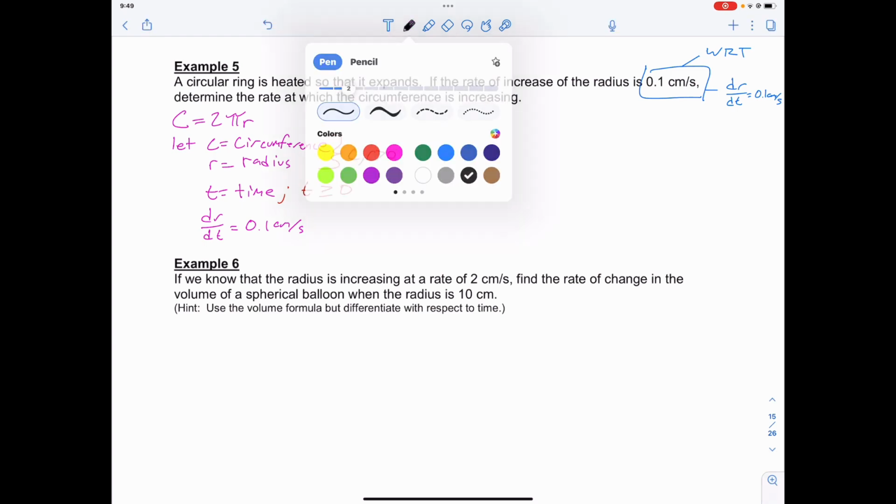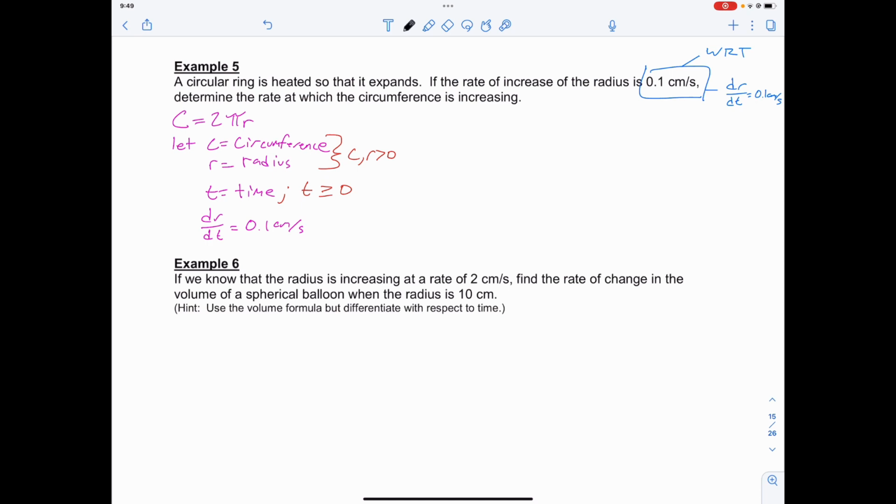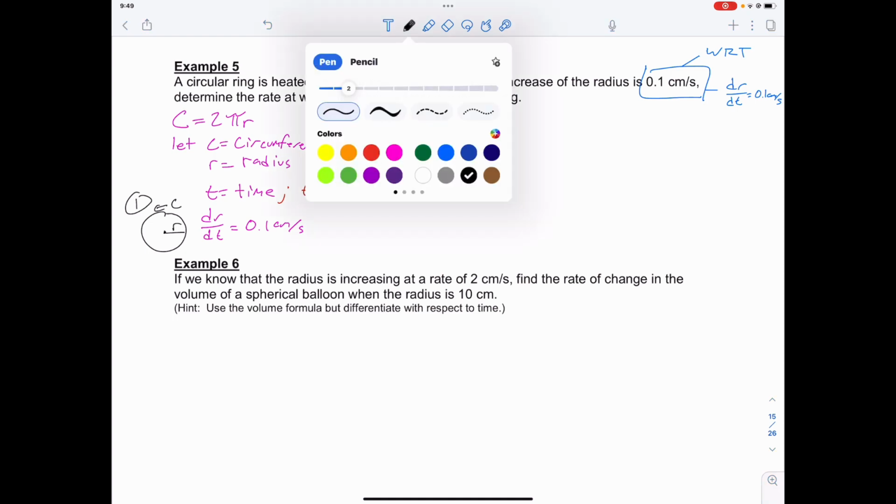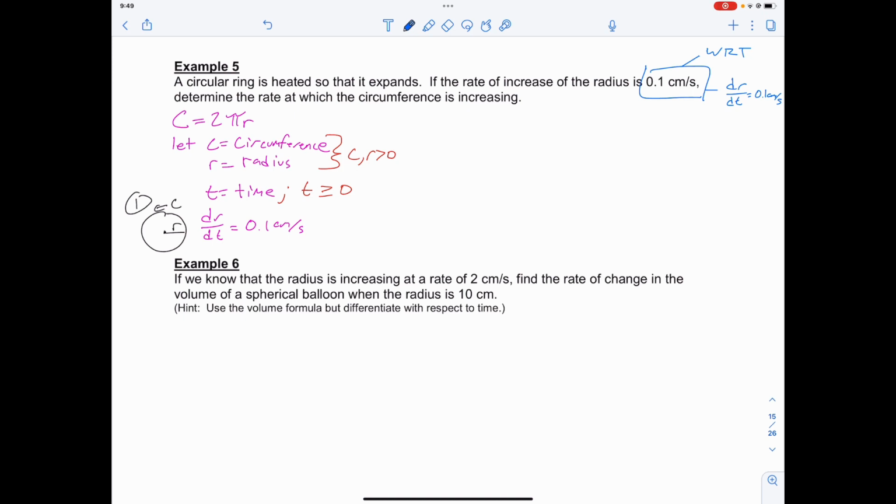Now, it doesn't have to be an overly complex image. We know that for a circle, we're just dealing with a circle where the radius is going to exist here. And if you want, you can indicate that wrapping around is the circumference. It's the perimeter of that circle. What we're trying to find is dC over dt.